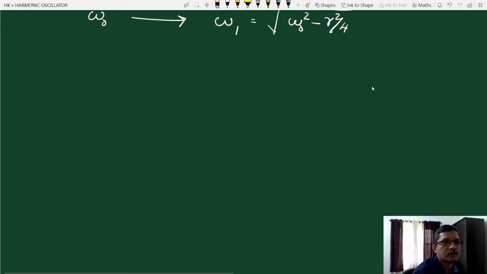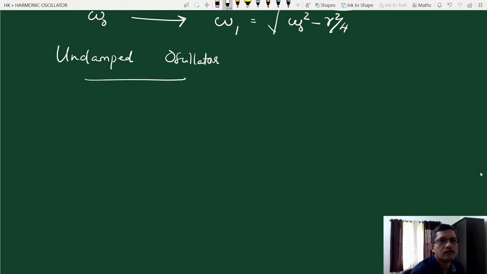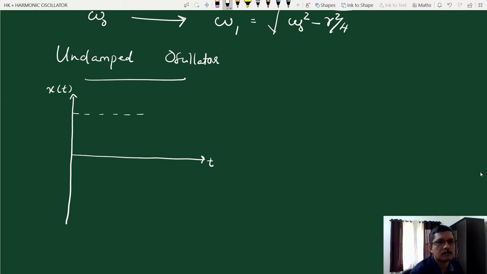For an undamped oscillator, if you plot position as a function of time, the important point is that the amplitude will be a constant. Amplitude is A, right? I just assume that the initial phase is 0. That means phi is 0. Therefore, if you are plotting a cosine function, at time 0 you get a maximum amplitude. Something like this.